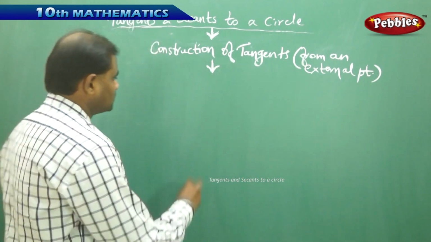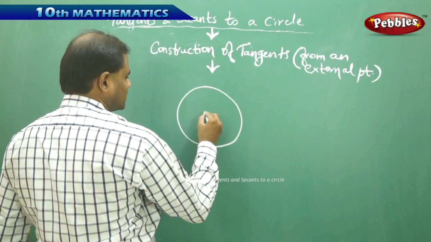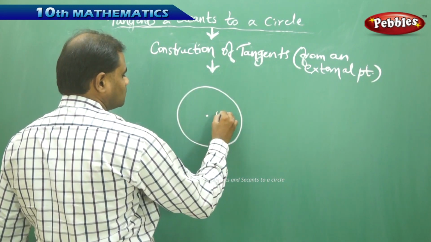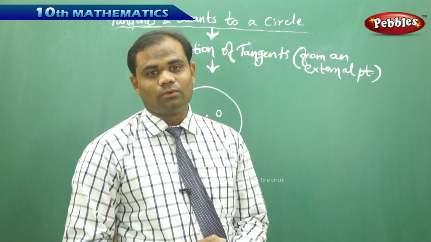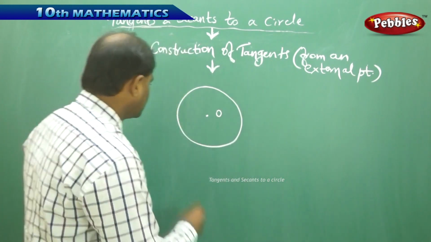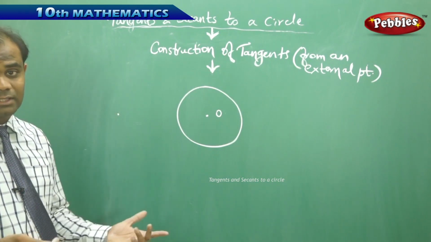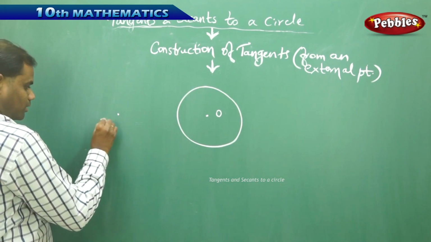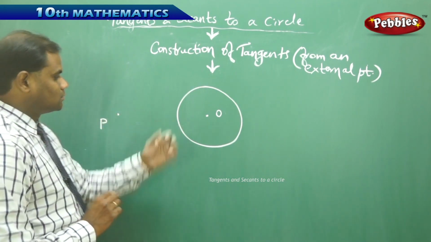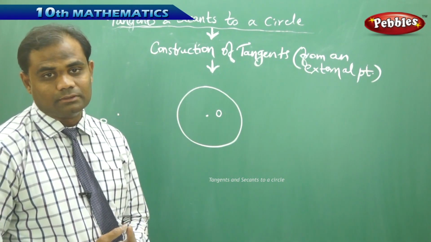So initially, let me assume a circle with a suitable radius and center O. If I have a circle with center O, then I know that I can draw two tangents if I take an external point P outside the circle, the third case, as we have already discussed. So for a point P, there are two tangents which can be drawn from the external point P.